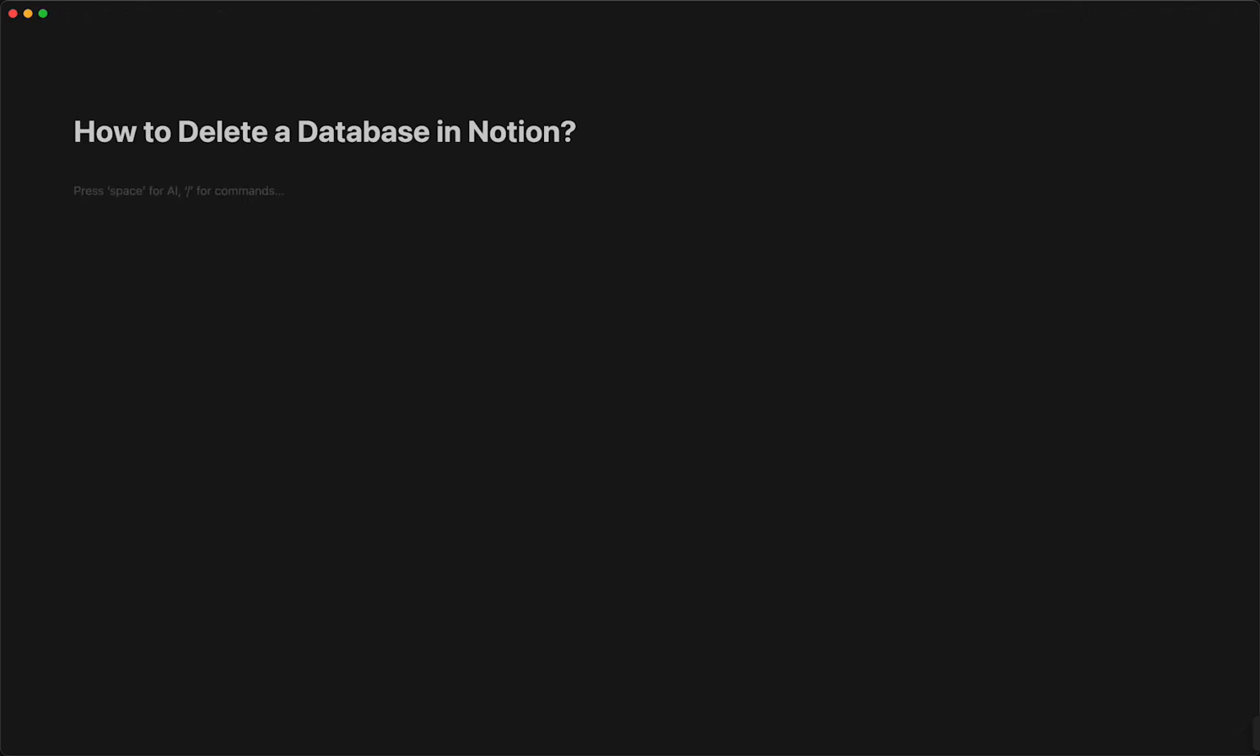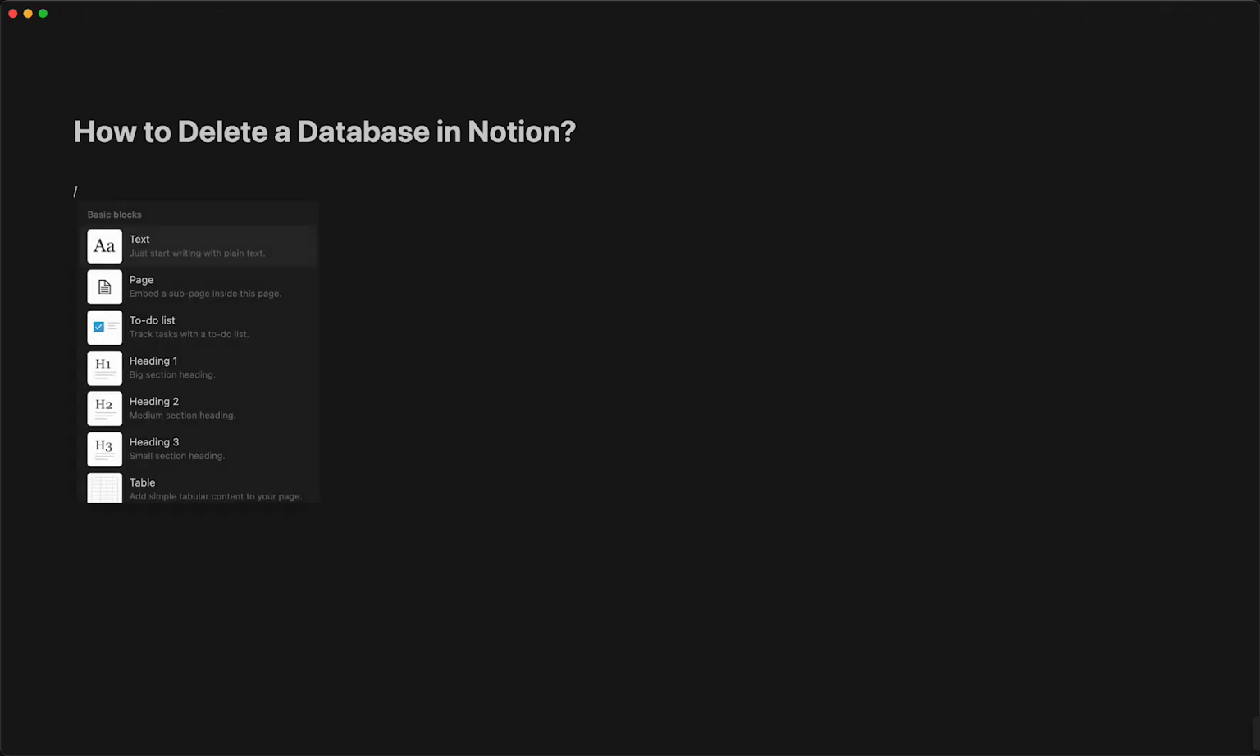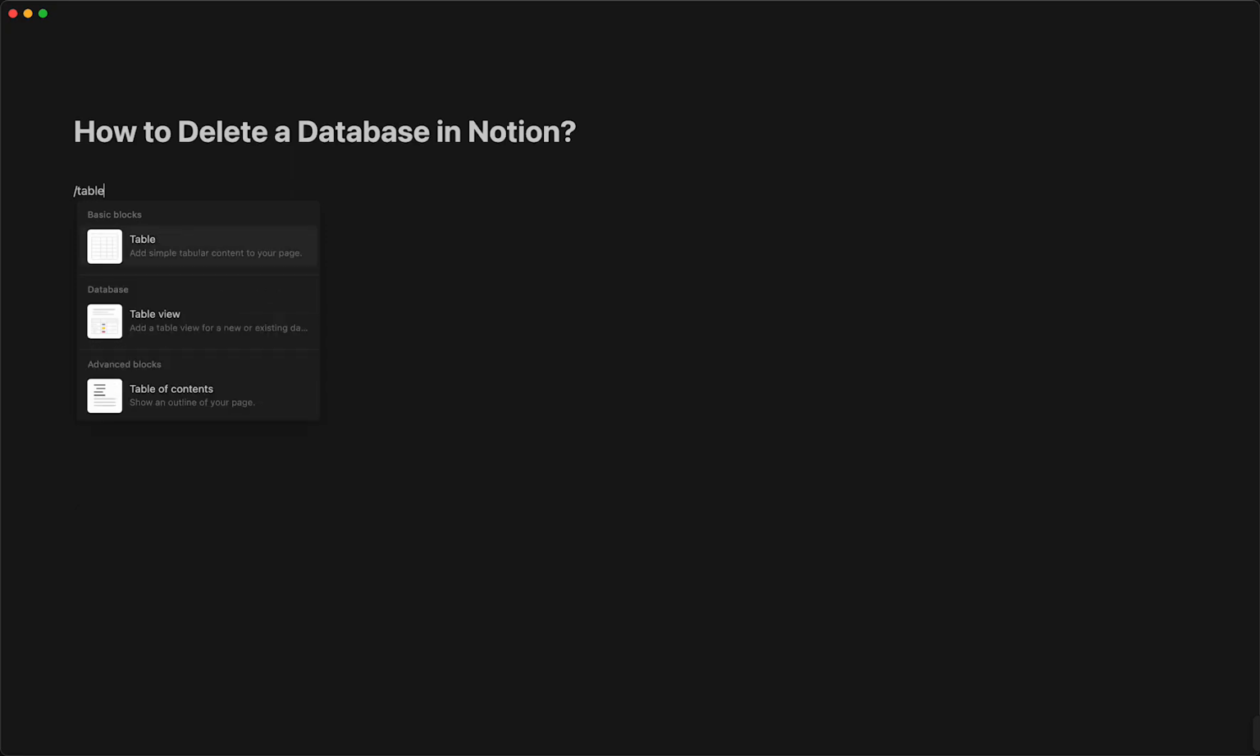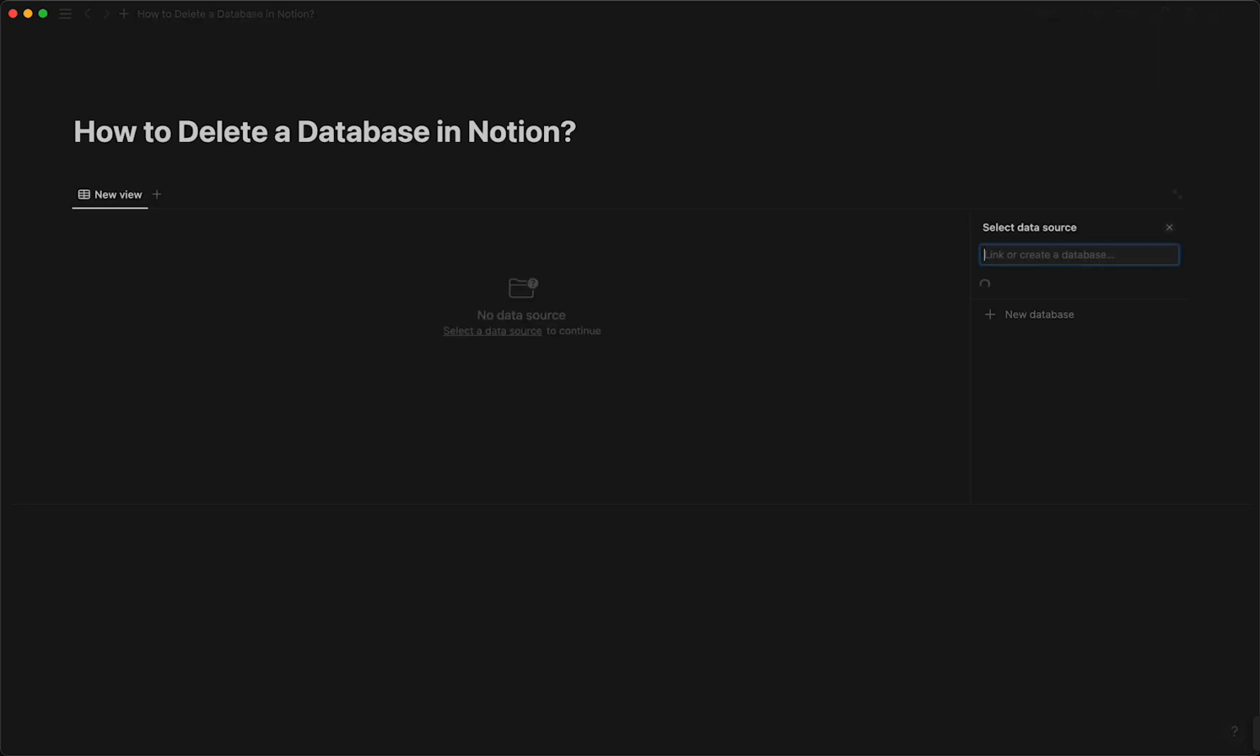So just press enter and then press slash and then type, for example, table, and tap on table view under database. Press enter, and here you can add, for example, a new database, and let's call this test database.